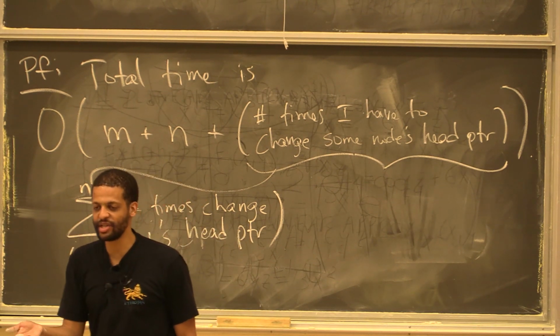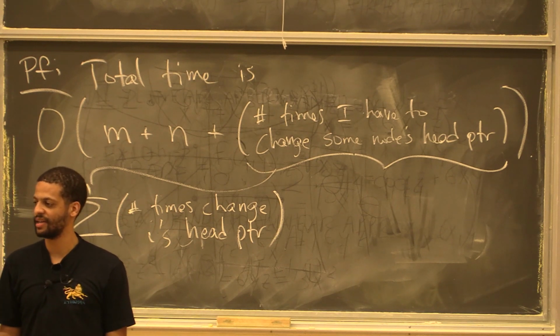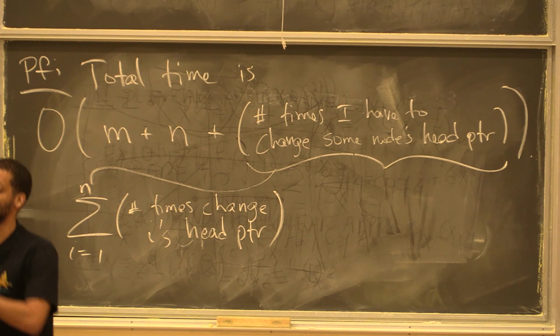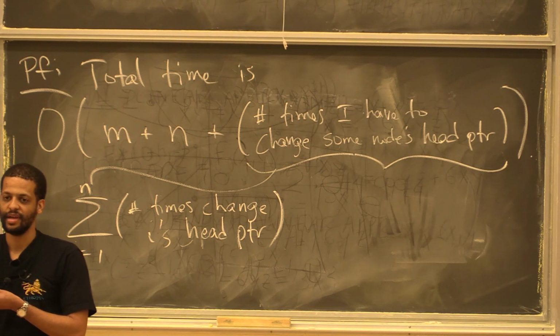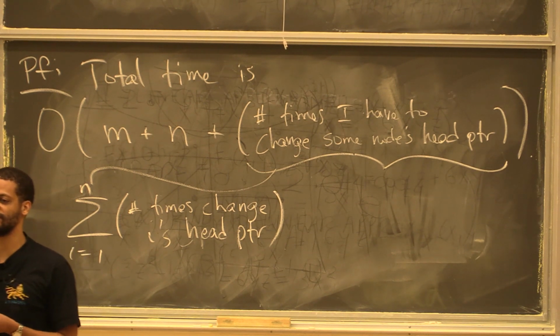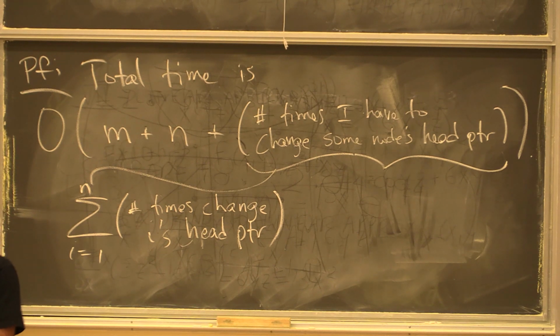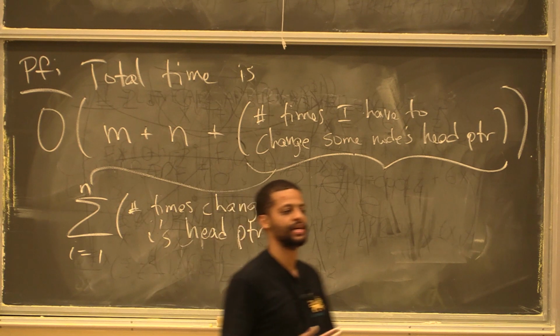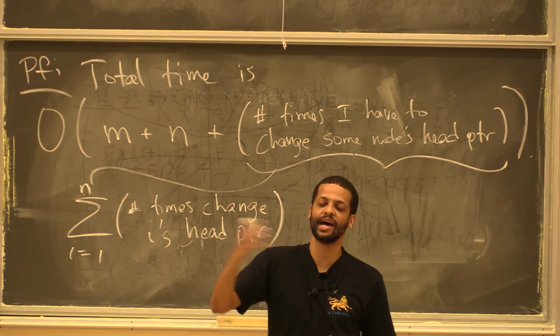And then the next time I changed its head pointer, again it was on the smaller set, which means from a set of size 2, it now is in a set of size at least 4. And then the next time I do a union where I have to change its head pointer, it went from a set of size at least 4 to a set of size at least 8. Every time that I'm changing its head pointer, it's because it's now in a set that's at least double the size of its previous set.